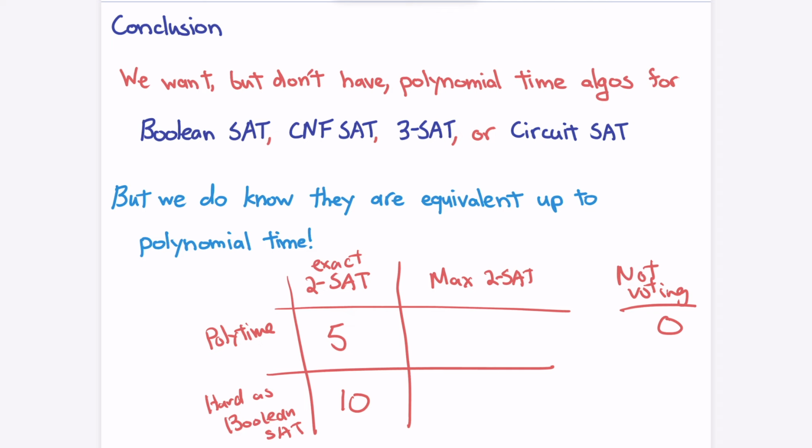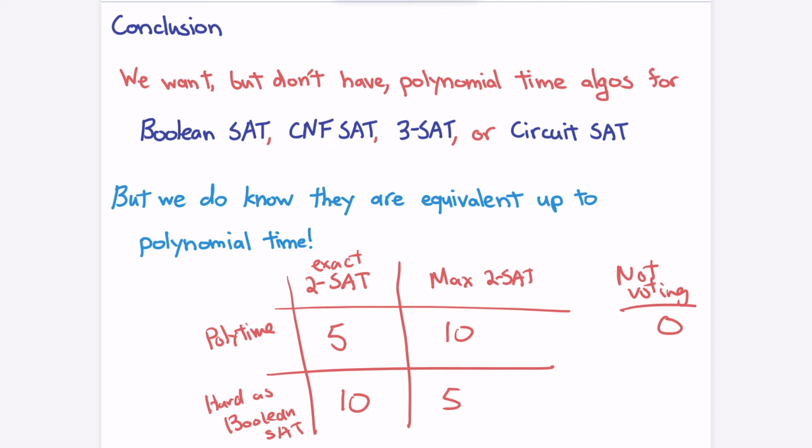Now let's do Max 2SAT. Who thinks we'll get an algorithm? One, two, three, four, five, six, seven, eight, nine, ten. Ten people think we'll get an algorithm, and who thinks we won't? Five. So the general feeling is that Max 2SAT might be easier than exact 2SAT. Well, we'll find out next time.